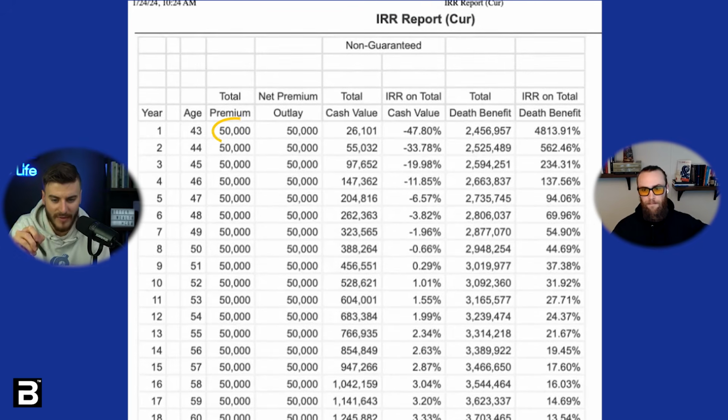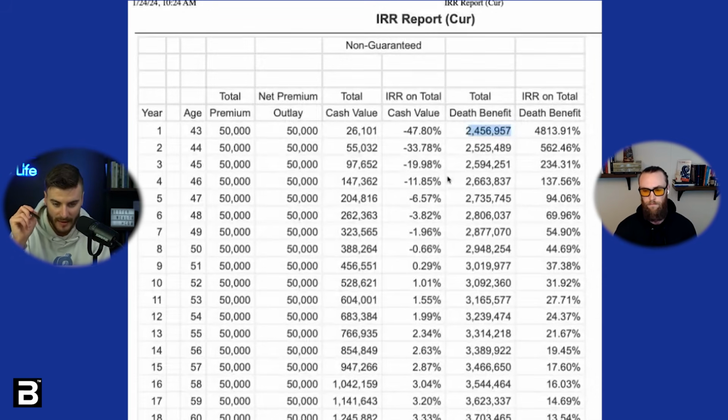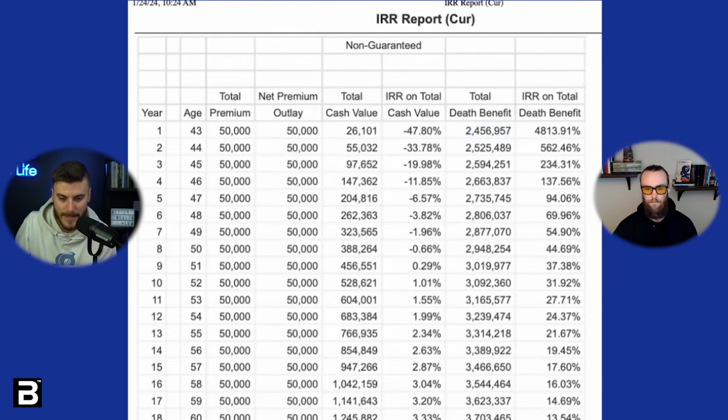So you have $50,000 going in. It looks like you have $26,000 of cash value, an internal rate of return initially of a negative 47, which means you have over 50% cash value, a little bit more. And instead of a $4+ million death benefit, you have a 2.4. So why don't you walk through this policy, and I'm going to write down the internal rate of return at year 10, 15, 20, and 25, just so we have comparison.